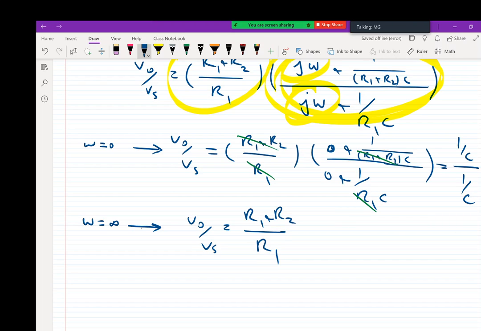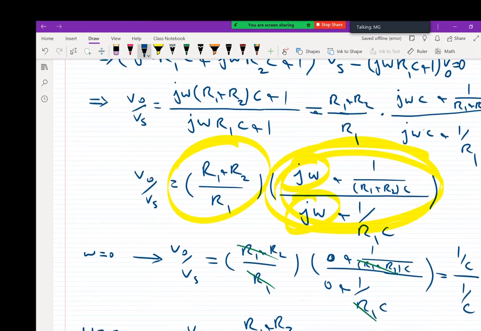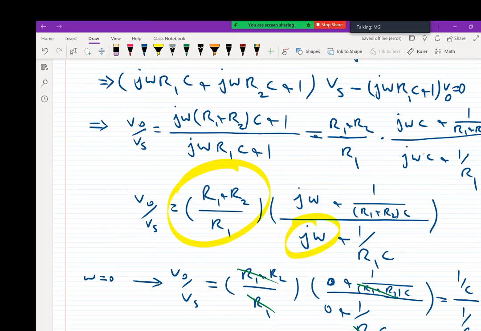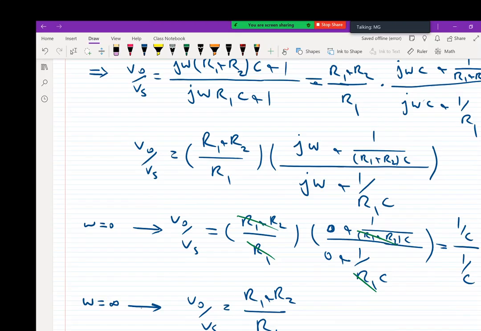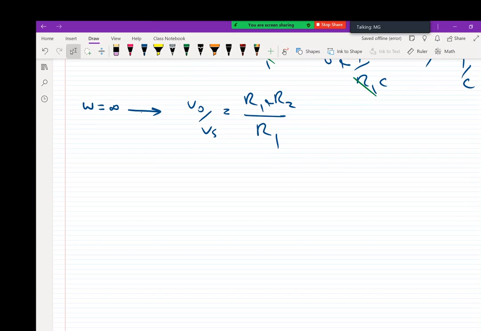Okay, for this example, we are not going to find the cutoff frequency. It's difficult, it's possible, but we need to multiply everything by this term, and it's lots of calculations, so we're not going to do that. Okay, so we just found the output for omega equal to 0 and infinity. Any question?